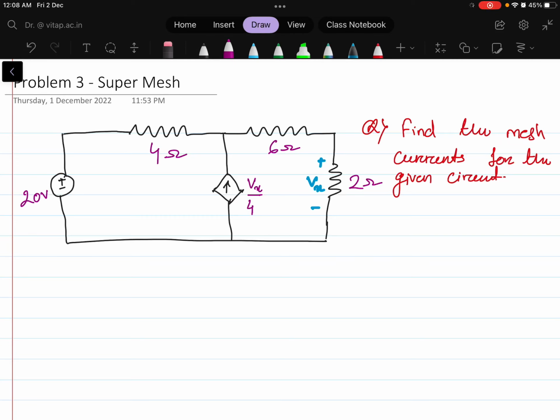This is another problem related to super mesh. So in this problem the question is saying that find the mesh currents for the given circuit. Now we can see here there are two meshes. So quickly we will just write the mesh here.